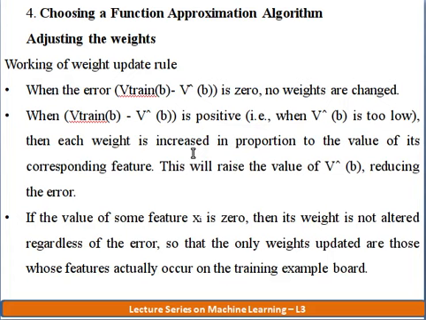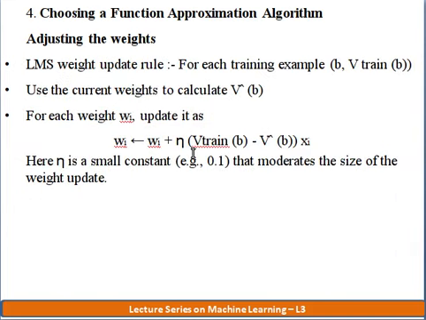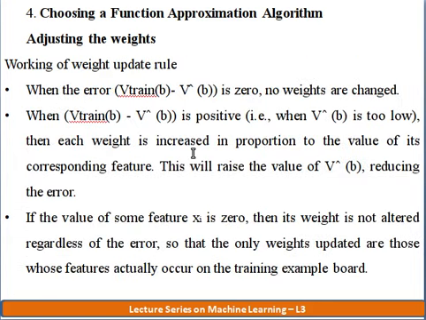There is no change in the weight. When v train of b minus v cap of b is positive, that is when v cap of b is very low. When v cap of b is too low, then the difference v train of b minus v cap of b is positive. Then each weight is increased in proportion to the value of its corresponding feature. So this will raise the value of v cap of b, thus reducing the error.